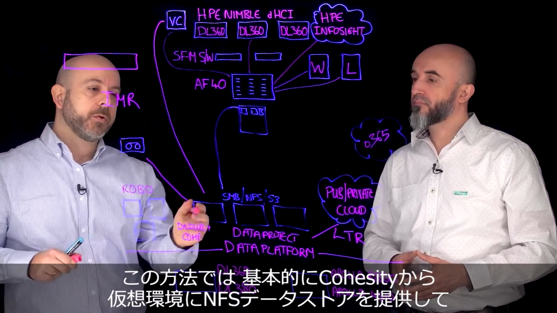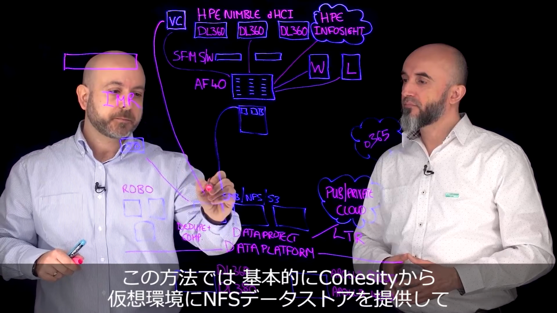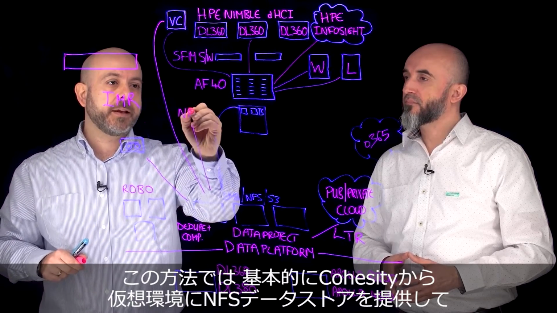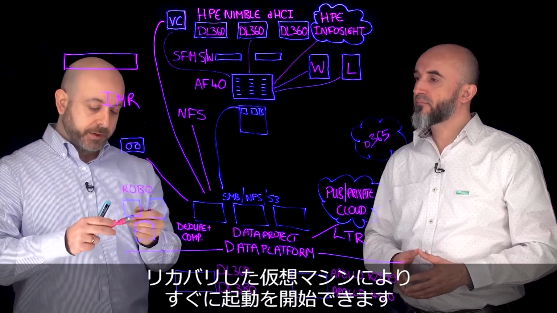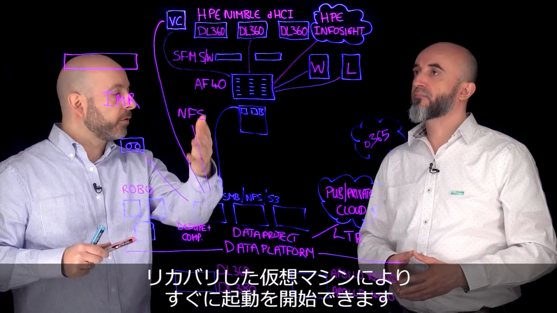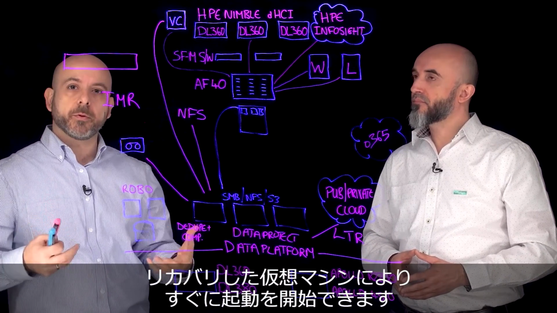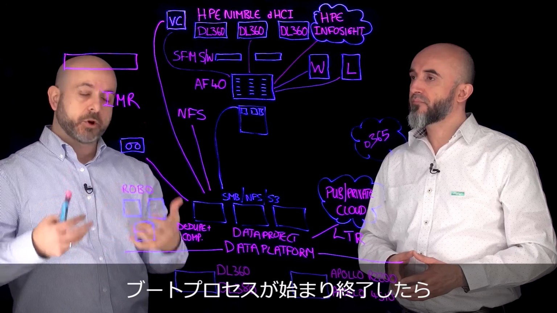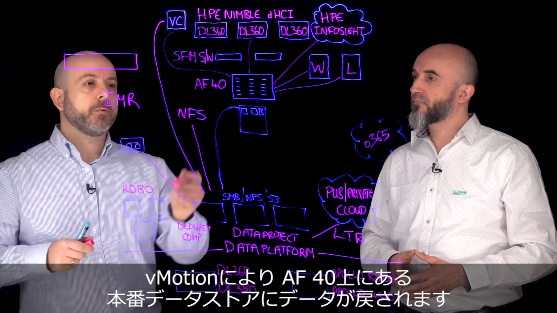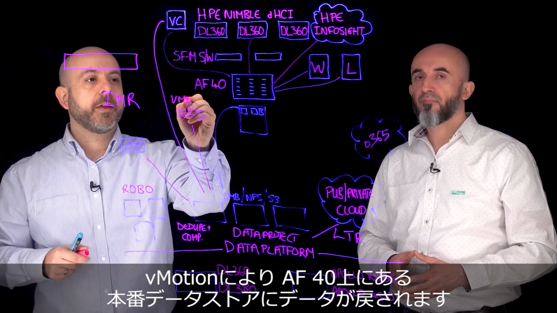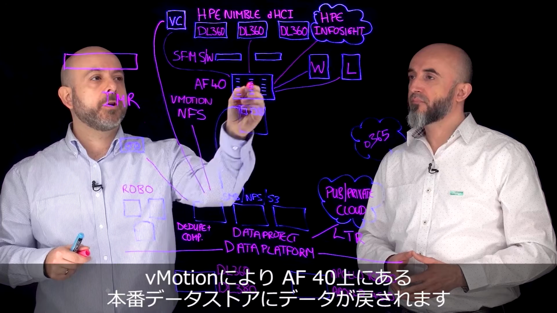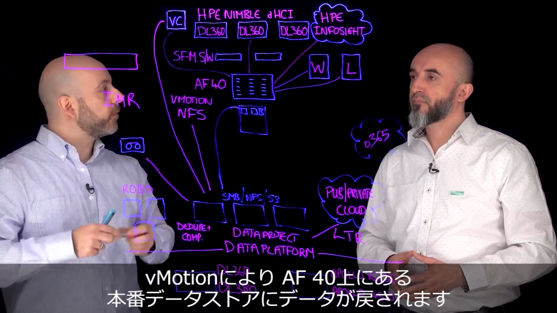The way in which we do that is that we present an NFS data store from Cohesity to the virtual environment with the recovered virtual machines, and they can immediately start to boot. Once they've finished their booting process, we then start to vMotion that data back into the production data stores sitting on the AF40.